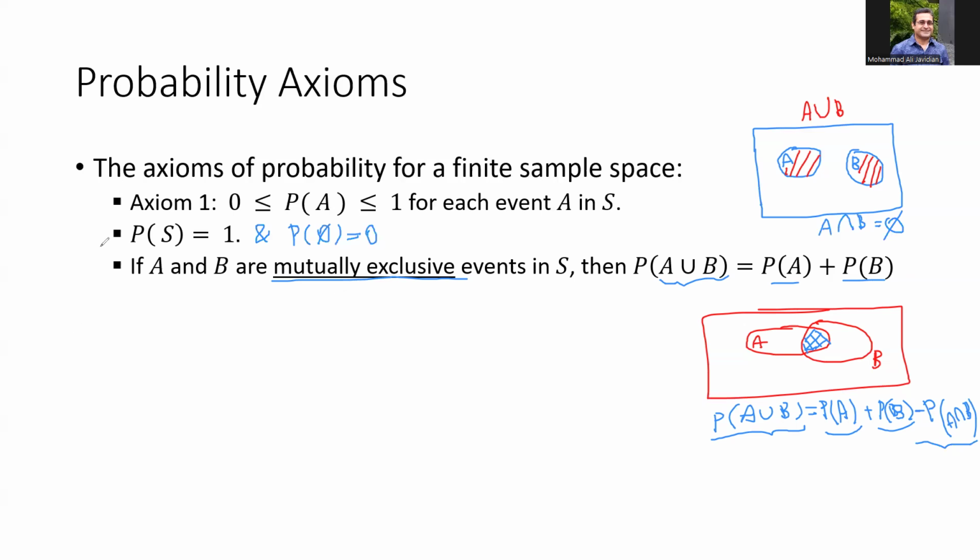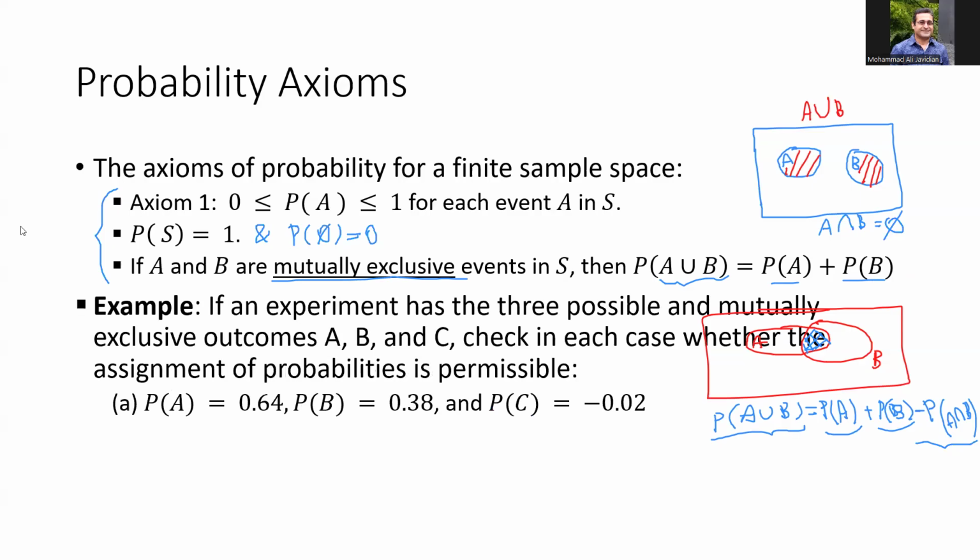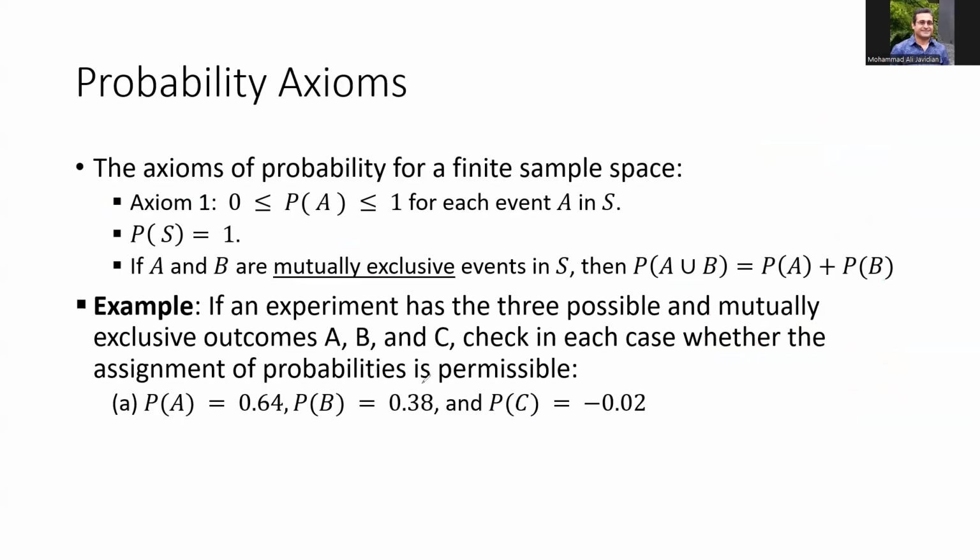So these three together show the Kolmogorov axioms. And as an example, we can check it out. If someone gives us a set of probabilities and asks whether the assignment of probabilities is valid, we can answer the question by paying attention to these three axioms. For example, in case A, the answer is no, because the probability of an event cannot be negative.